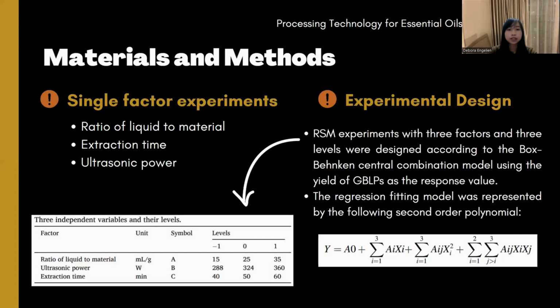For the method, we're going to have single factor experiments. For this part, we're going to have 3 factors, such as ratio of liquid to materials, extraction time, and ultrasonic power. The resulting optimal single factor was used as a fixed condition for the next single factor experiment. The variance of liquid to material ratio included 10, 20, 30, 40, and 50 milliliter per gram. For the extraction time, it included 20 minutes, 30 minutes, 40 minutes, 50 minutes, and 60 minutes.